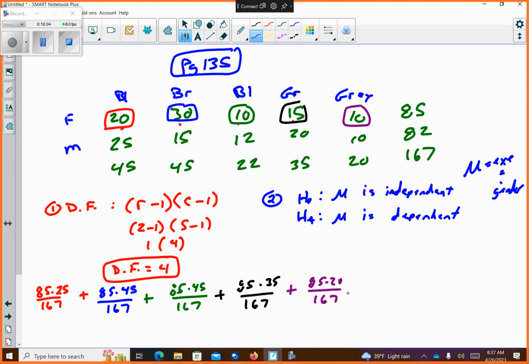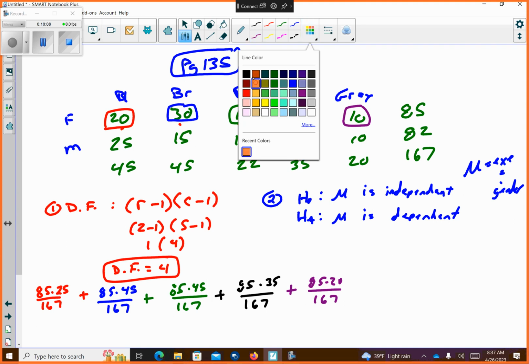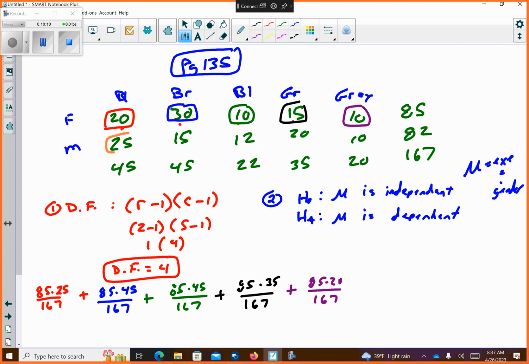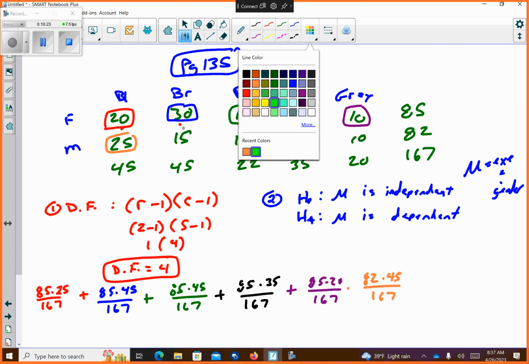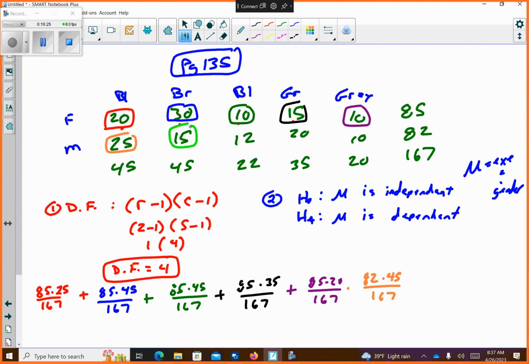Okay, now we have to go to the next one down below. Let's see if I can keep going with some colors. All right, so we'll do this one in orange. This is going to be 82 times 45 divided by the 167. I hope I don't run out of colors here. Do this one as neon green. That's going to be 82 times 45. So this one happens to be the same because the numbers are the same.